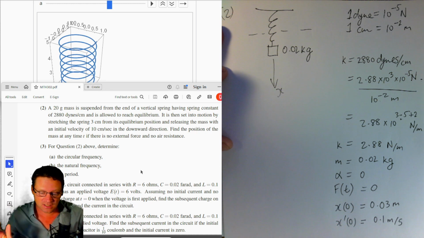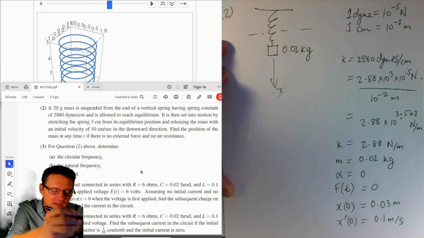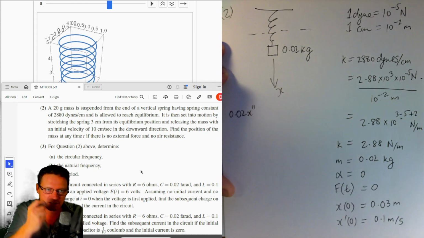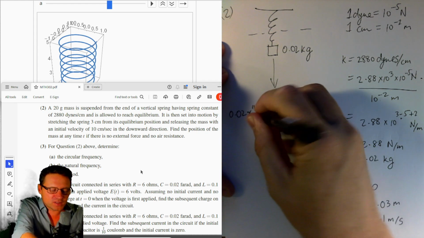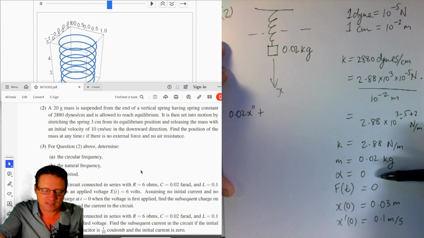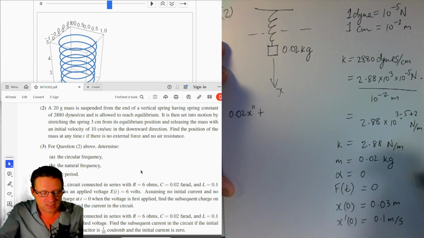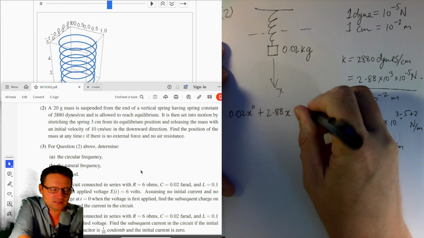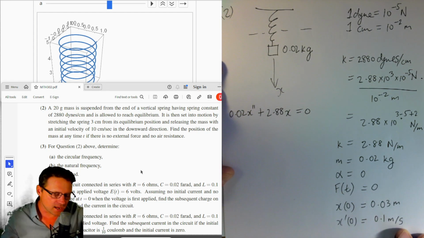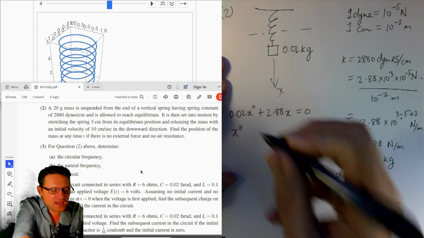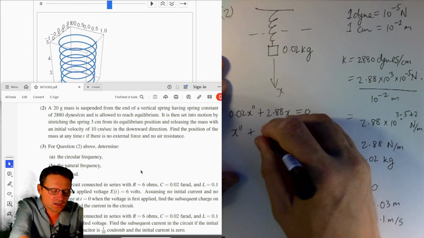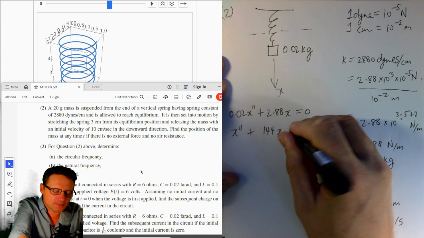Okay, now with this information, let's write down our differential equation. So we have mass 0.02 kilograms times acceleration x double dash, and then we have plus 0 times x dash, because alpha is 0, and then we have spring constant times x, so plus 2.88 x, and this is 0. Okay, now we want to divide throughout by 0.02, and when we do that, we get x double dash plus 288 divided by 0.02, which is 144 times x.